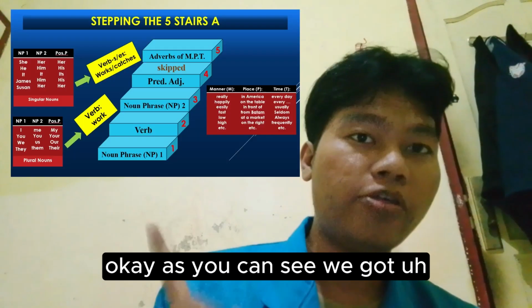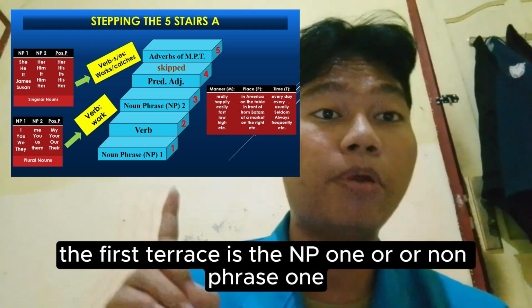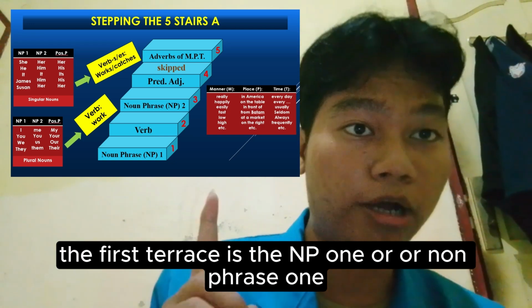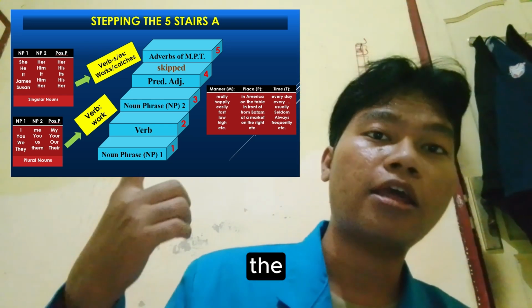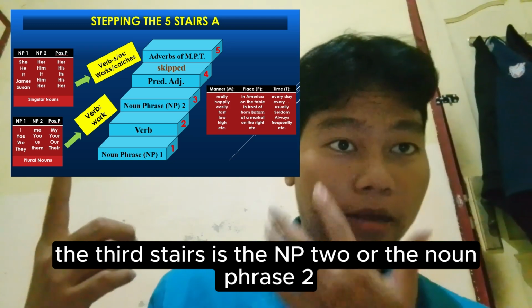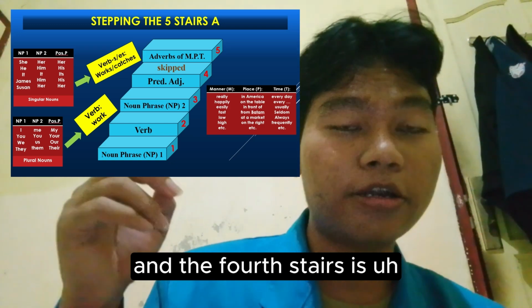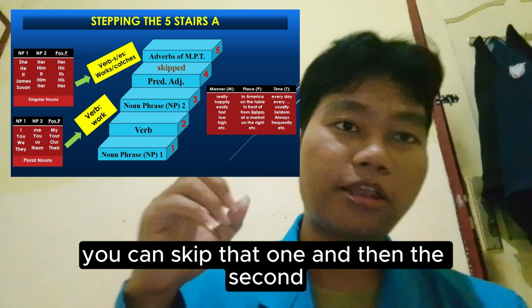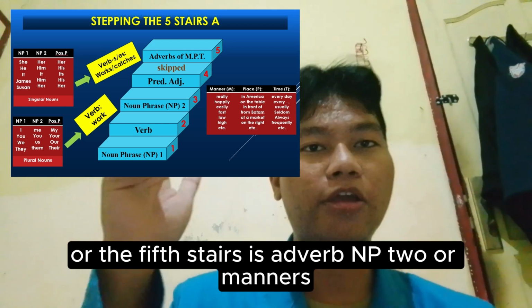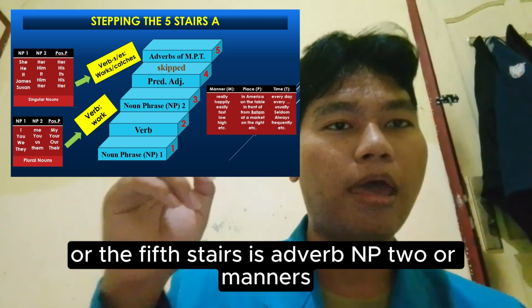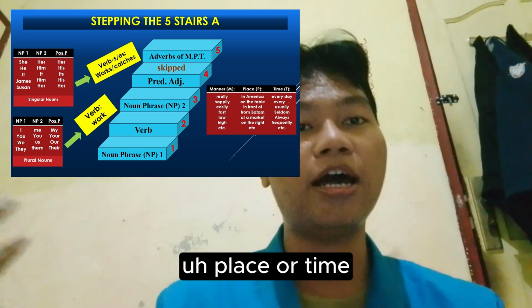Okay, as you can see, the first stair is the NP1, or noun phrase 1. The second stair is the verb. The third stair is the NP2, or noun phrase 2. The fourth stair you can skip. And the last stair, the fifth stair, is the adverb NP of manner, place or time.